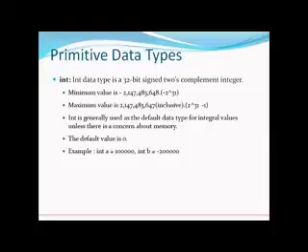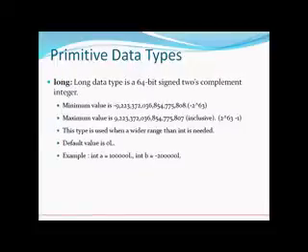Int is generally used as the default data type for integer values, because everybody is familiar with the integer data type. So if a person doesn't want to experiment too much with the numerical data types, then he uses the int data type. The default value is 0 here, and you have to initialize a variable just like you do with any other data type.